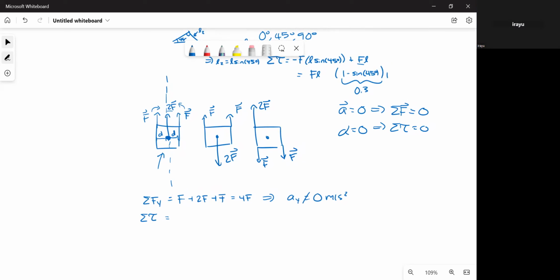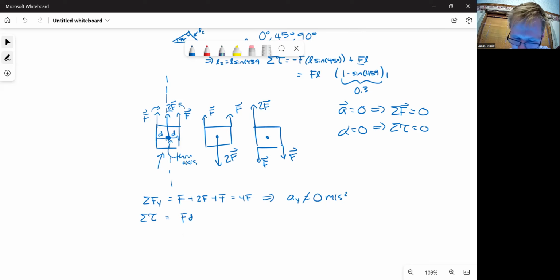Zero, because it's going through the axis. Okay, so without even really calculating anything, we can see that the net torque is 0. But if we want to, again, we can say the counterclockwise torque is positive.